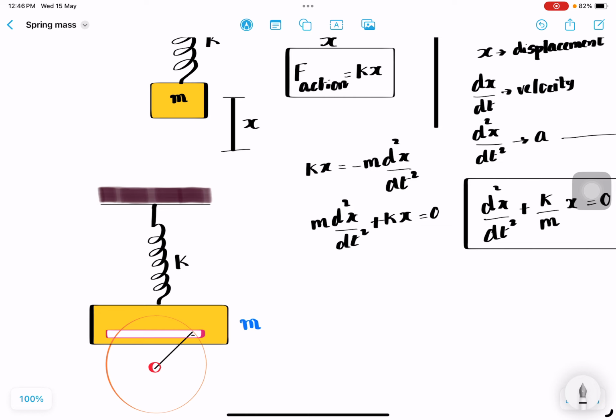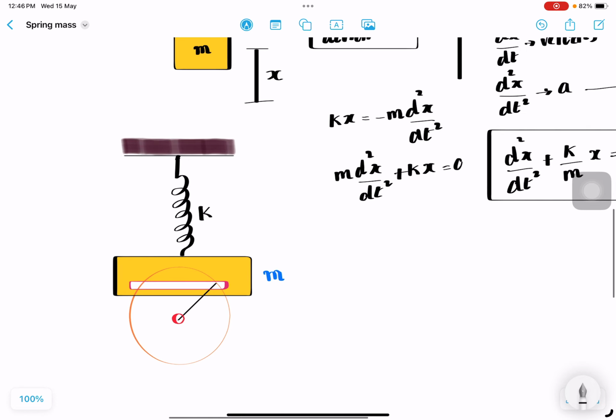There you could see the link there, okay? And it is a perfectly frictionless system, which means that when the mass moves up and down, the tip of the link is just going to follow a circle. It's a mechanism that actually converts the reciprocating motion into rotary motion. Okay, that you can see.